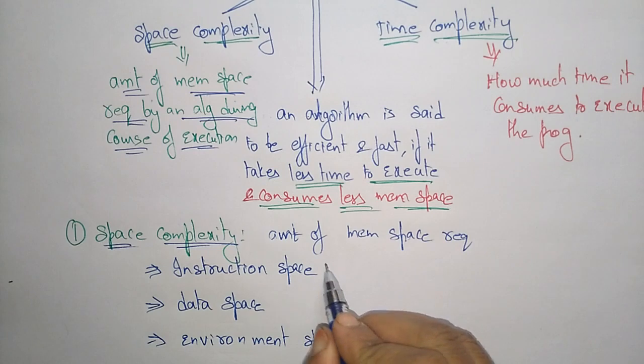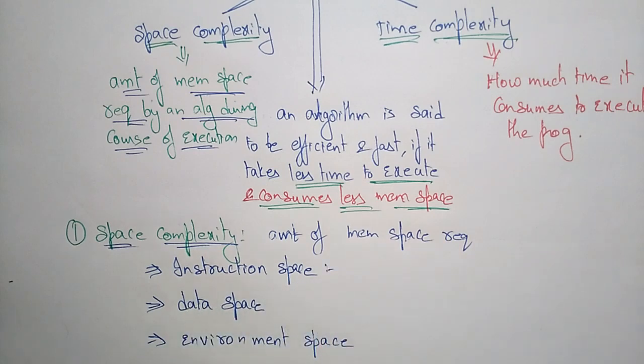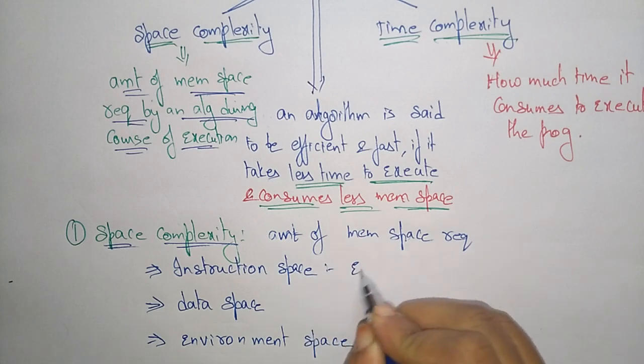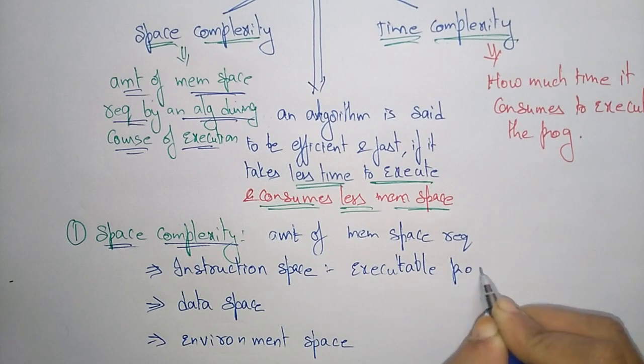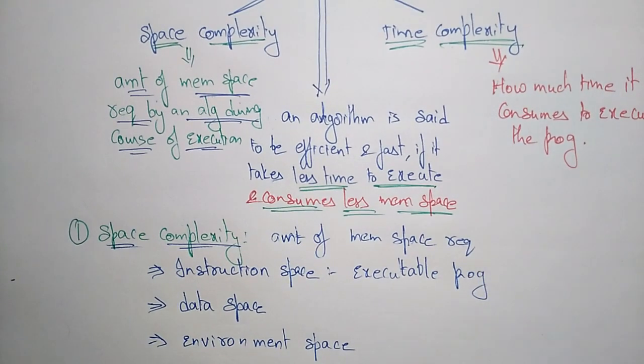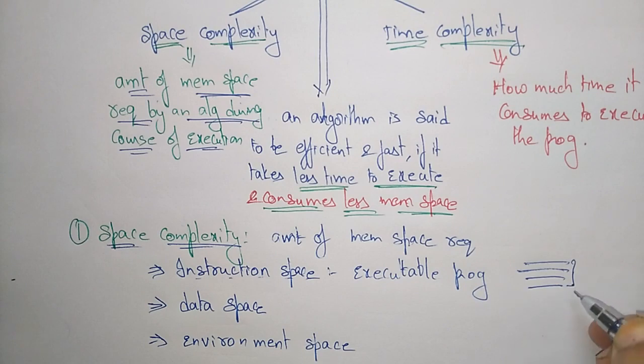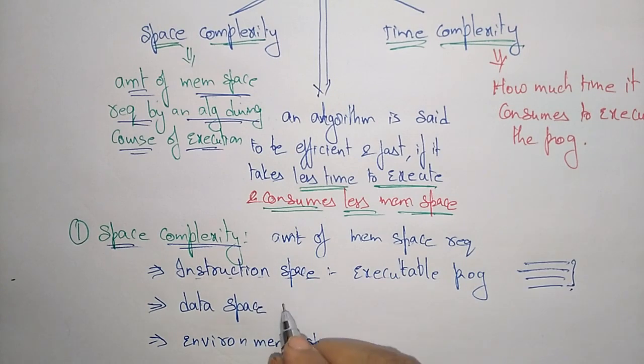The algorithm is checking the space in terms of instruction space. How many instructions it is taking means the space required to store the executable version of a program. So how much space is required for that executable program, that you call an instruction space. Actually the space is fixed but varies depending upon the number of lines of code in the program. Now coming to the data space.